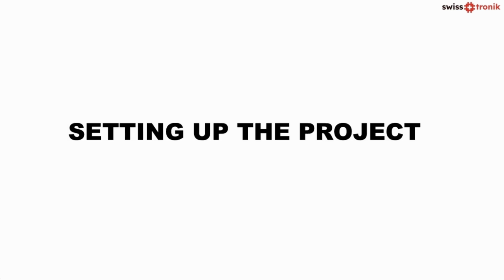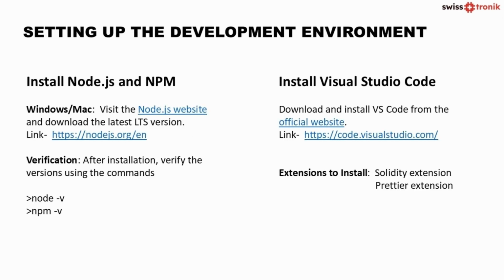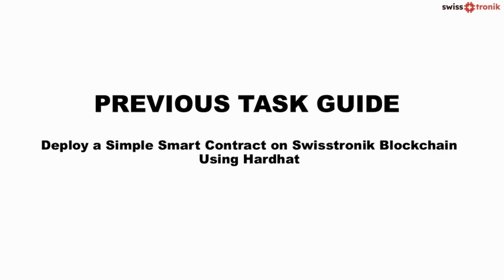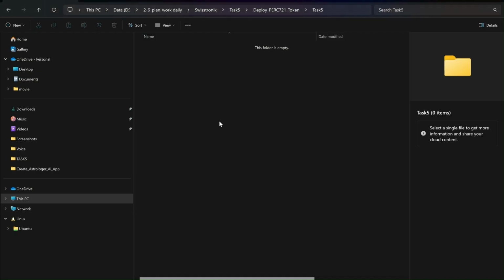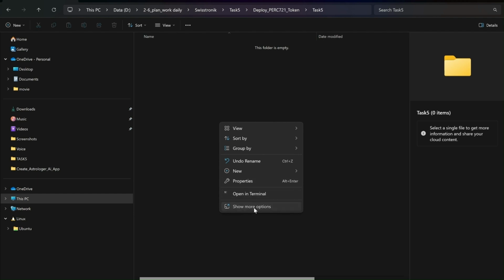Part 1. Setting up the project. Before moving on to this, if you haven't yet installed Visual Studio Code for the code editor, Node.js, and NPM, please watch our previous guide on how to deploy a simple smart contract on Swisstronik blockchain using Hardhat. First, let's set up our project. Open your terminal and create a new project directory.